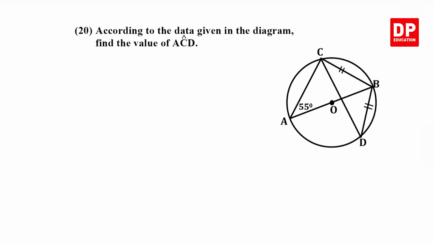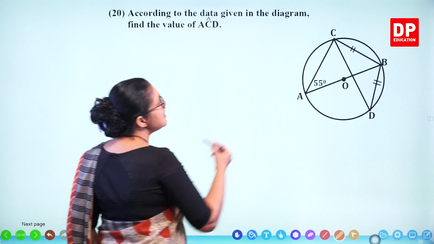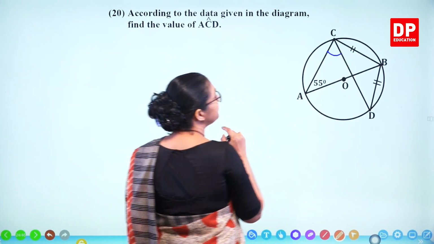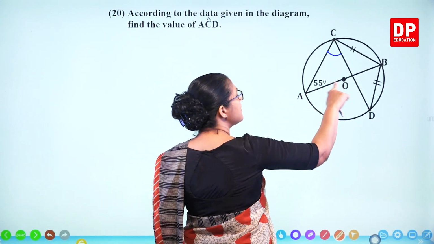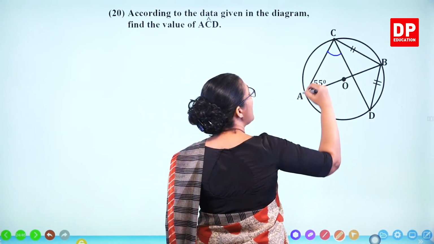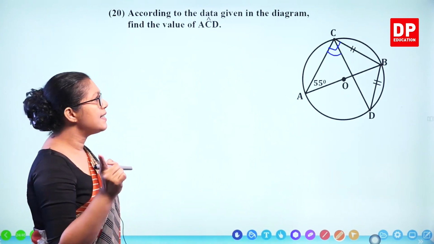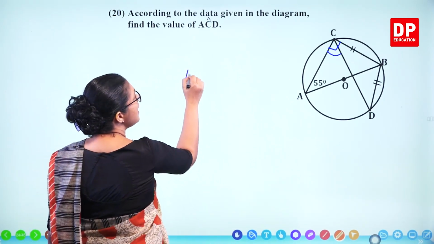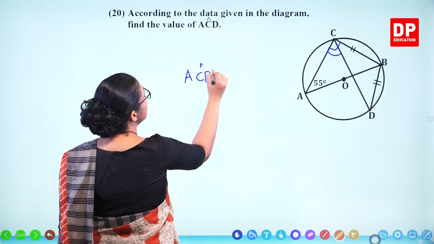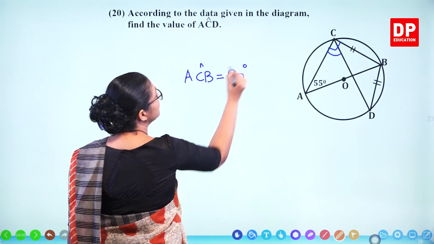Question number 20. According to the data given in the diagram, find the value of ACD. ACD is this one. We need this one. O is the center. Can you see that? So that means this angle is 90 degrees. Semicircle angle is 90 degrees. So we'll write down ACB is 90 degrees.